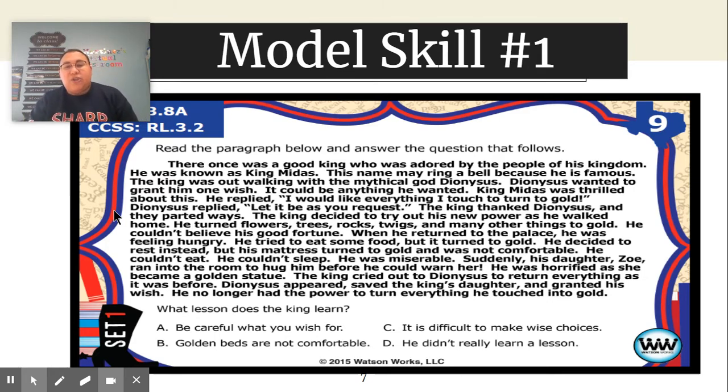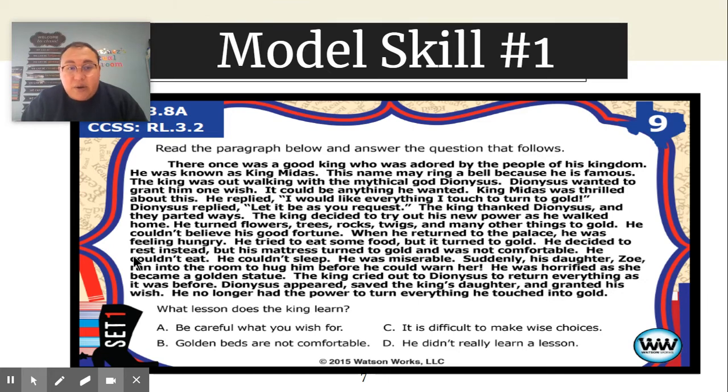The king decided to try out his new power as he walked home. He turned flowers, trees, rocks, twigs, and many other things to gold. He couldn't believe his good fortune. When he returned to the palace, he was feeling hungry. He tried to eat some food, but it turned to gold. He decided to rest instead, but his mattress turned to gold and it was not comfortable. He couldn't eat, he couldn't sleep, he was miserable.